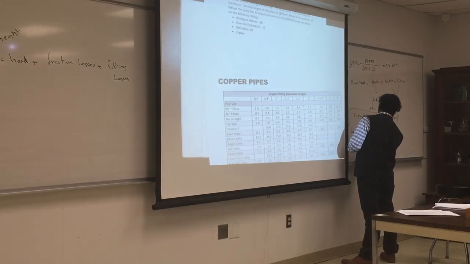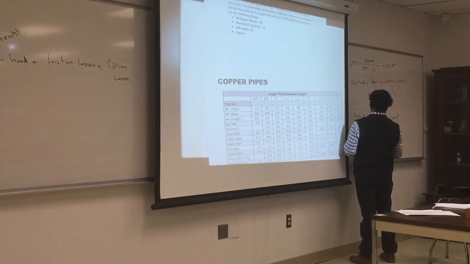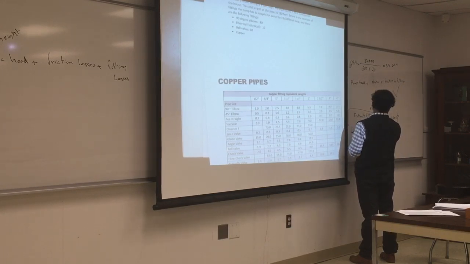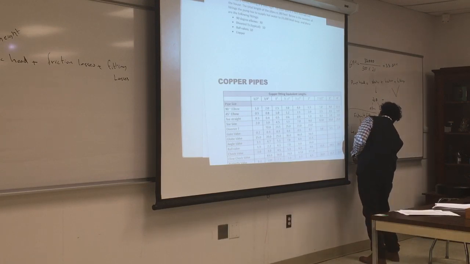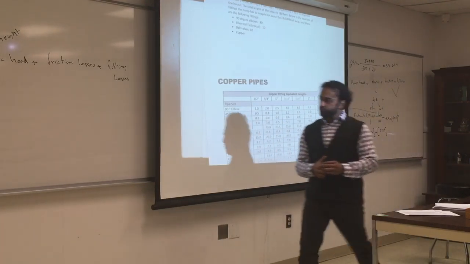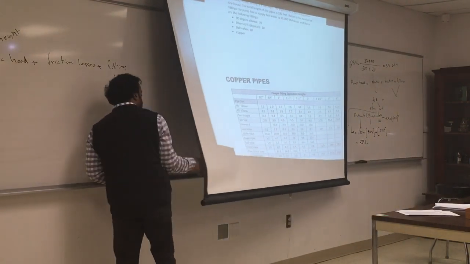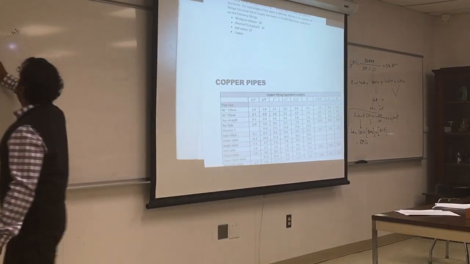So what did I get? 2.29? I think it's 229 for the LE. 229 feet. I'm going to put that back into the equation here. It's very systematic, step by step. All the information is there for you to look up.